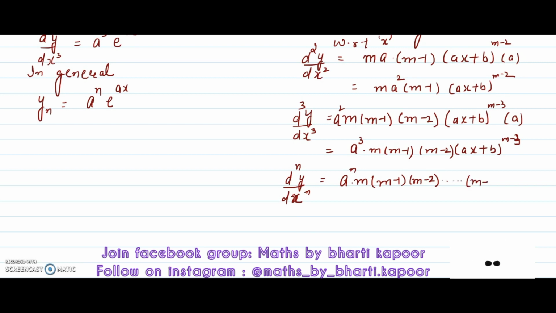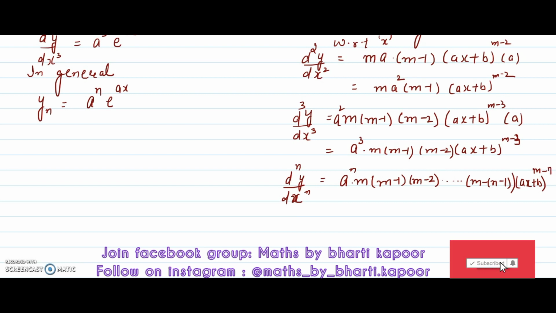See, in the third order derivative, the last number which was being subtracted from m was 2. In the second order derivative, it is 1. That means 1 less than 2. Here it is 2, which is 1 less than 3. So in the nth order derivative, the last number which will be subtracted from m will be 1 less than n, that is n minus 1. And ax plus b is raised to power m minus, because in the third order derivative it was m minus 3, in the second order derivative it was m minus 2. So in the nth order derivative it will be m minus n.